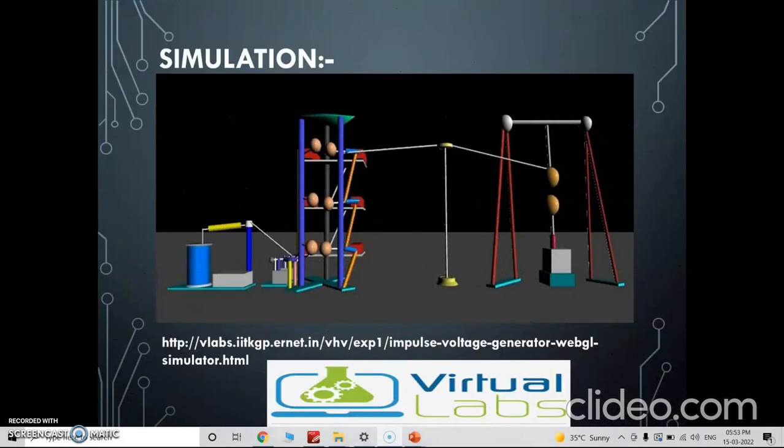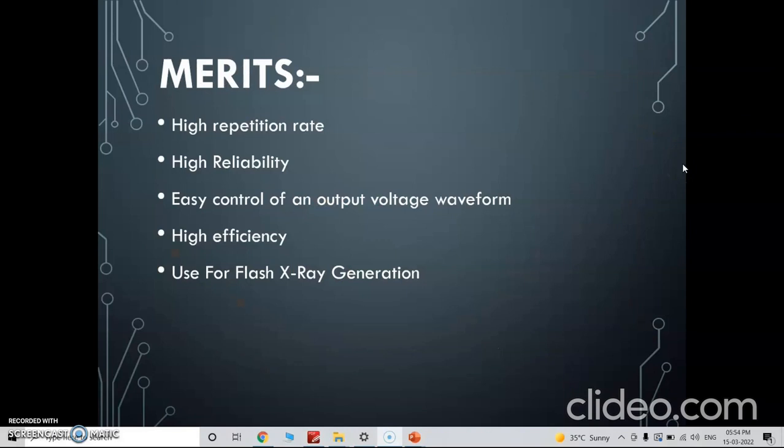So this is the image of the simulation we performed on the virtual labs, and the link is all about the impulse voltage generator simulations on the virtual labs. You can use the link to watch how we perform our simulation on the virtual lab by taking some parameters and giving ratings as per your requirement, such as voltage and the dielectrics in the material. Moving forward to the next slide, this slide is all about the merits and demerits of impulse voltage generators.